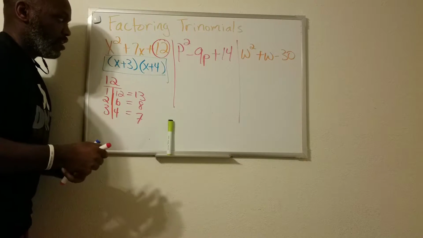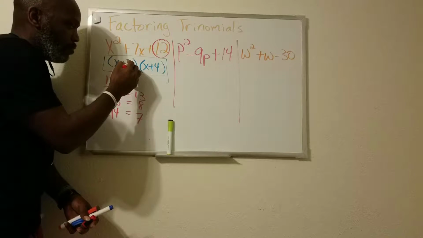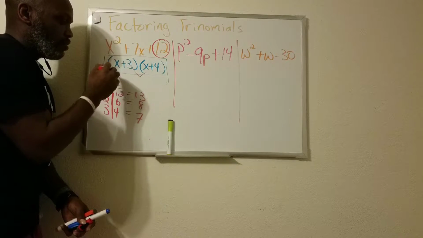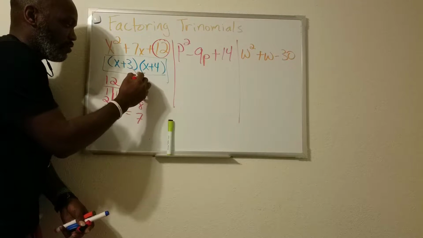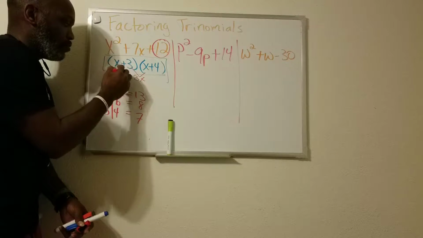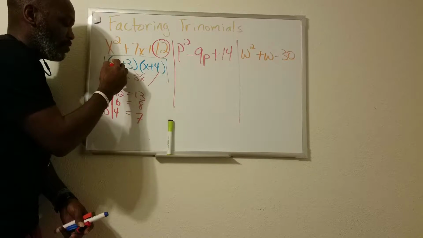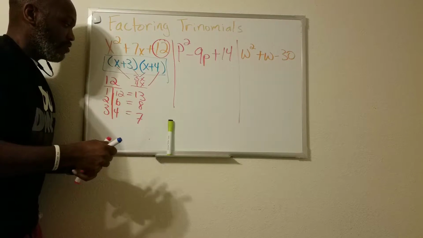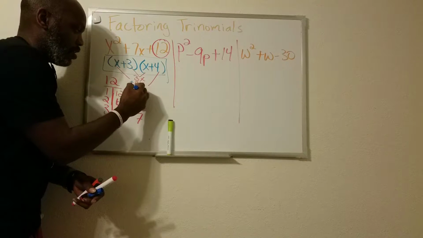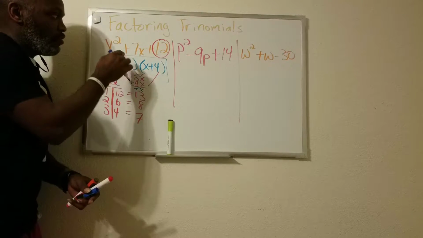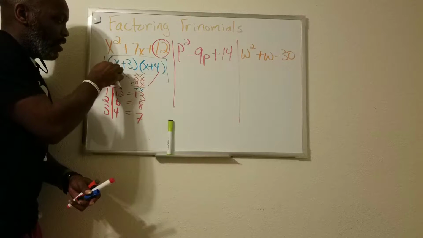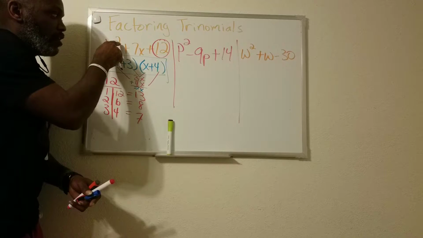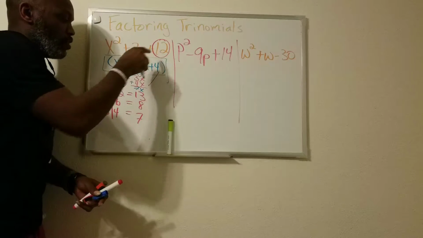Now, the way that we check it is that we multiply the inner terms. So 3 times x, right? 3 times x is 3x. And then the outer terms. 4 times x is 4x. We add it together, and that gives us 7x. And so therefore, the binomial x plus 3 times the binomial x plus 4 will give us x squared plus 7x plus 12, right?